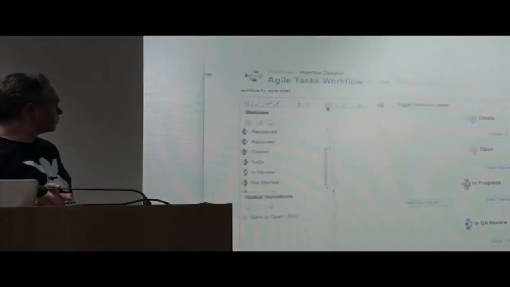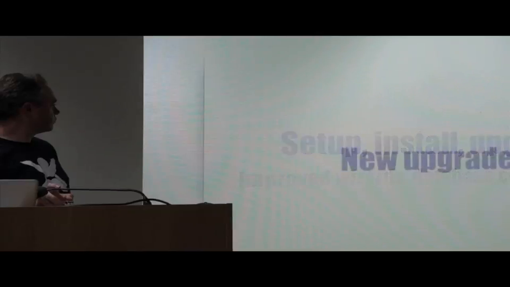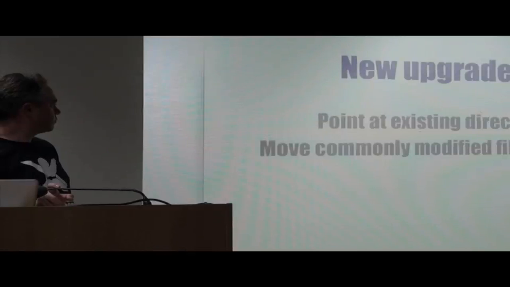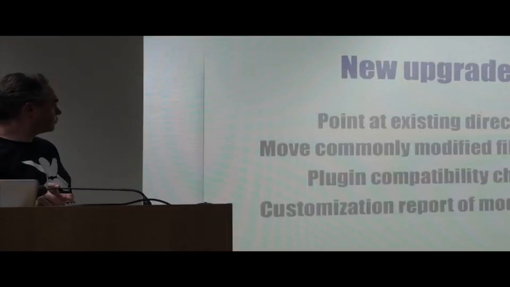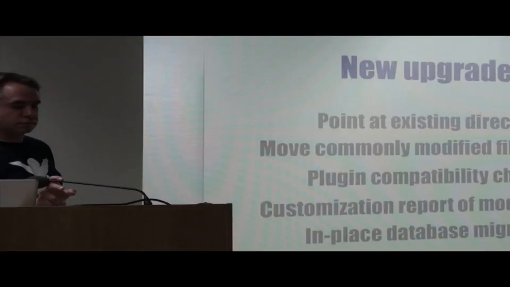The last thing I'll mention is that JIRA 4.4 has a new setup, installation, and upgrade wizard that includes configuring an external database. The new upgrader includes settings to move things for you, such as commonly modified files, and a customization report to show you added, modified, or removed files from the current installation. That concludes our demo of the highlights of JIRA 4.4.